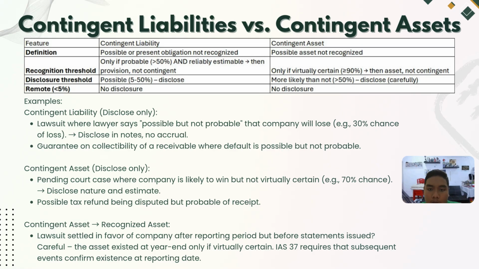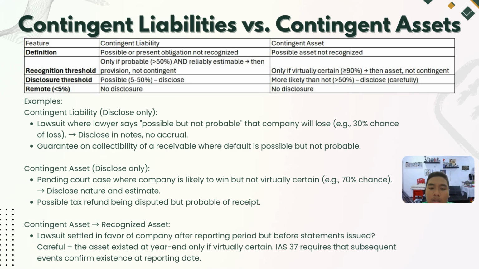Now let's compare contingent liability and contingent asset. For the definition, a contingent liability is a possible or present obligation not recorded, and a contingent asset is a possible asset not recognized. For recognition, a contingent liability, if probable, more than 50% and estimable, becomes a provision. A contingent asset, if virtually certain, more than 90%, becomes an asset. For disclosure, a contingent liability that is possible, 5 to 50%, needs to be disclosed, and a contingent asset that is more likely than not, more than 50%, is disclosed. And if remote, or under 5%, neither needs disclosure.